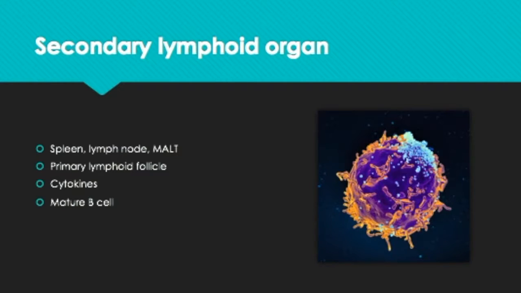Cytokines are released and are cell survival signals, and this will ensure the cell becomes a mature B cell. When the mature B cell goes out into the periphery and it encounters an antigen, the cell will then further develop into either a plasma cell or a memory cell.